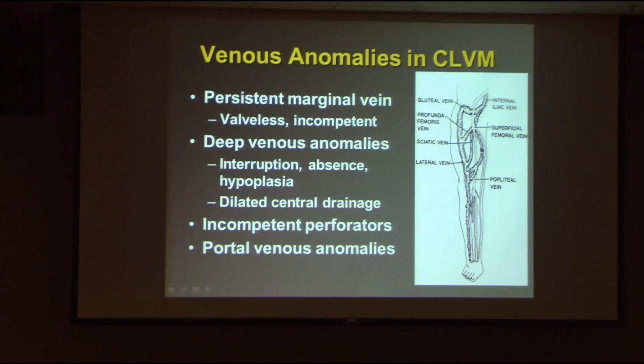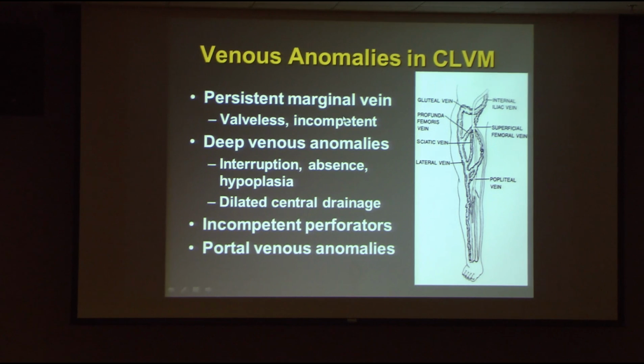And one of the typical ones is a vein that runs in the back of the thigh. It's called the sciatic vein because it runs very close to where the sciatic nerve is. And so that marginal vein can connect with the central veins through a variety of pathways.